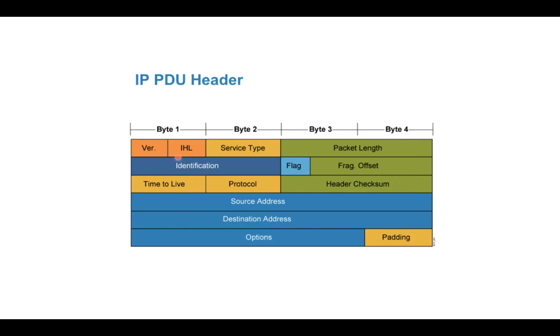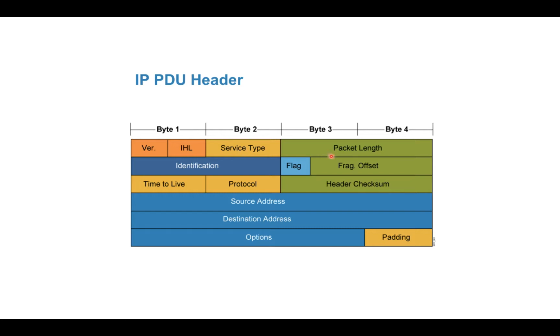On the first byte, we have the version part. It determines whether our IP address is version 4 or version 6. And here is the internet header length. It specifies the length of the header. In the service type, there is something called QoS, which means quality of service. Here you can give priority to some packets during the communication. For example, maybe you want voice and image packets to go first.